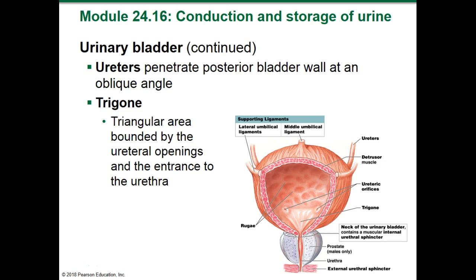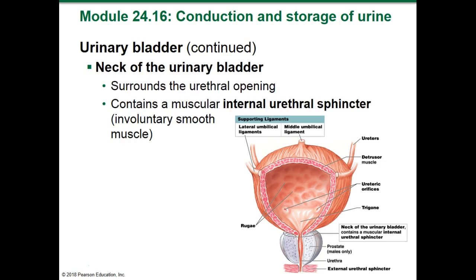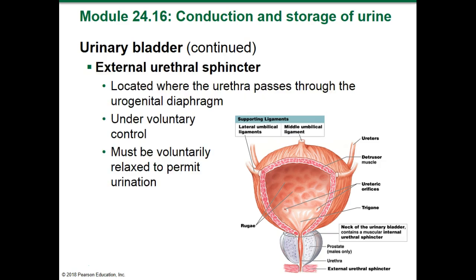The trigone is a triangular area that's bounded by the ureteral openings here at the bottom and the entrance to the urethra. At the neck of the urinary bladder, this surrounds the urethral opening. It has a muscular internal urethral sphincter. This is under involuntary control, the smooth muscle. Then you have an external urethral sphincter, shown at the very bottom.